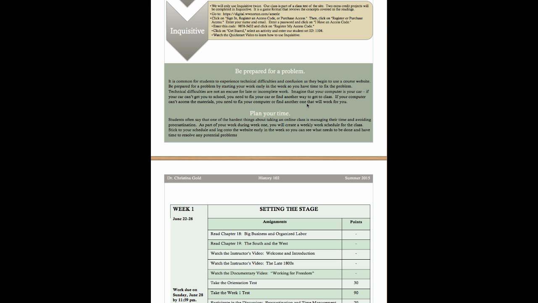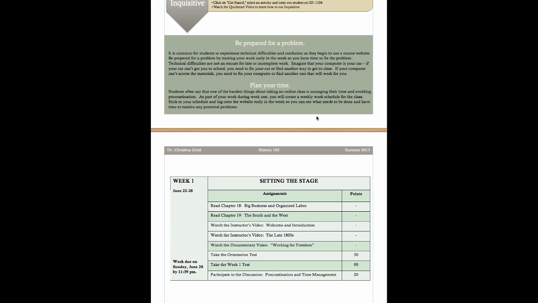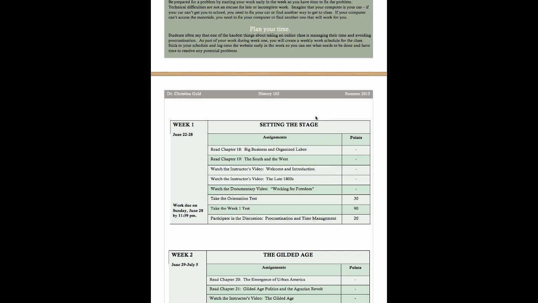Another issue that helps students be successful in the course is planning time and managing time well. During week one, you will be creating a time schedule, so that will help you to manage your time throughout the semester. And of course, creating the schedule is the first step. Sticking to it is the most important step.